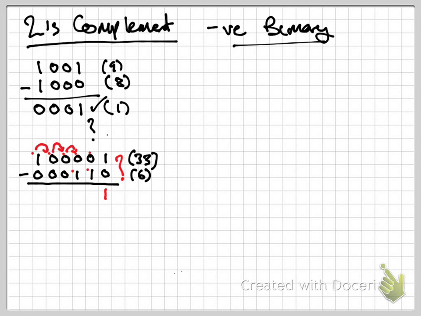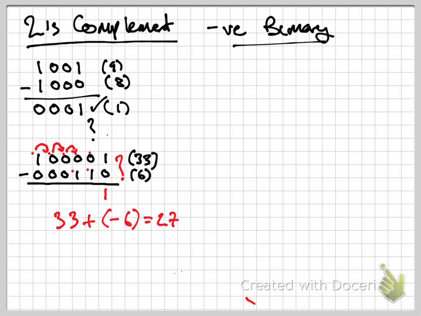So that's where 2's complement notation comes in. As we know already, subtracting a number is the same as adding the negative equivalent of that particular number. Of course, 33 plus minus 6 is going to give us the right answer, 27. So what we could do is try converting our binary number into a negative format. So how does that happen?